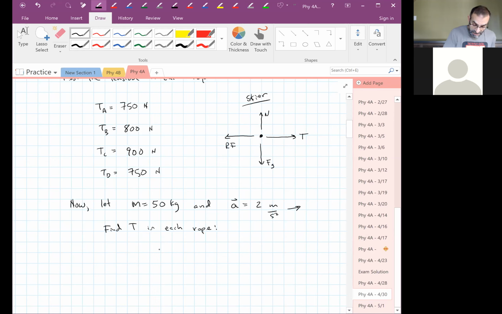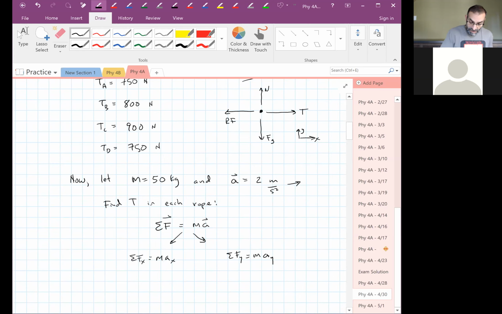So what are we going to say? We're going to say the sum of the forces has to be equal to ma. This is a vector equation, right? We can split this up into X and Y. If we call this our X direction and this our Y direction, the sum of the forces in the X direction has to equal m times the acceleration in that direction. And the sum of the forces in the Y direction has to be m times the acceleration in the Y direction.